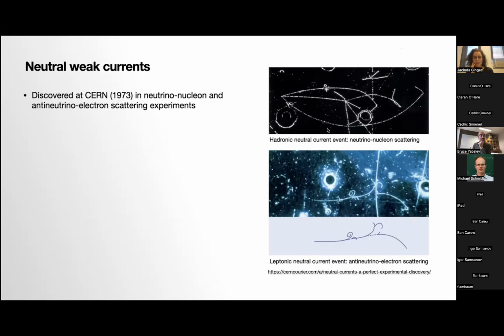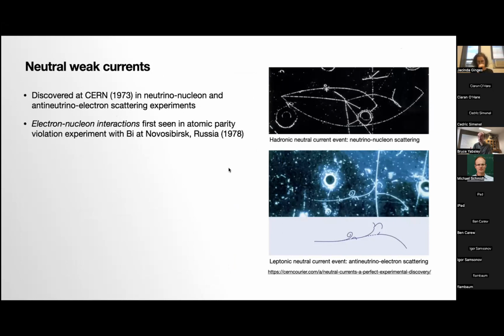So they were first discovered at CERN in 1973 in neutrino nucleon and anti-neutrino electron scattering experiments. And here the tracks are illustrated on the right-hand side of those first discoveries. But the thing that many people would not know is that the first electron-nucleon interactions were seen in atomic parity violation, in an experiment with bismuth in Novosibirsk in Russia in 1978.